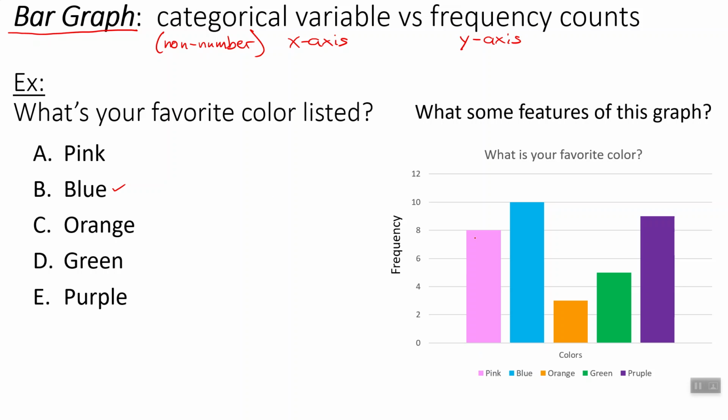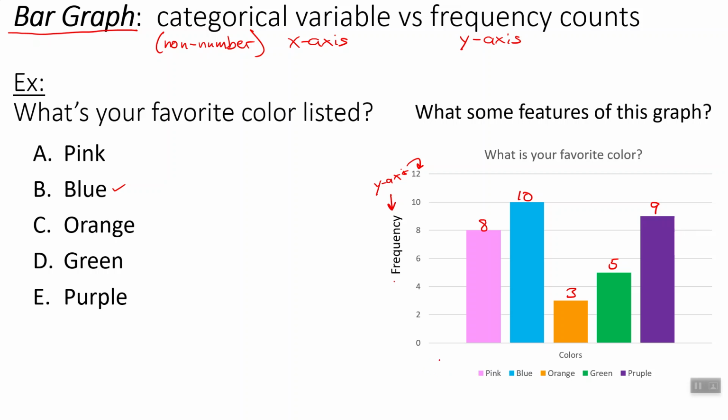So here we've got 8 people that chose pink, 10 people that chose blue, 3 people that went with orange, 5 people went with green, and 9 people said purple. We can look at the frequency counts, and that's where I'm getting these numbers from. This is our y-axis here, the frequency counts. So we need to have a y-axis. It needs to be labeled with a title, frequency, and with numbers.